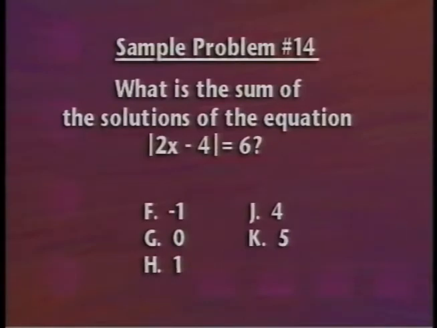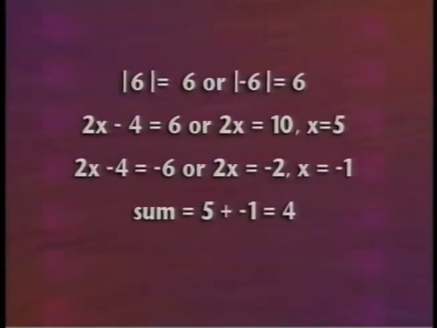What is the sum of the solutions of the equation, the absolute value of 2x minus 4 equals 6? With absolute values, you can have 2 solutions to this equation. The absolute value of 6 equals 6, or the absolute value of negative 6 equals 6. So we have to set up 2 equations.